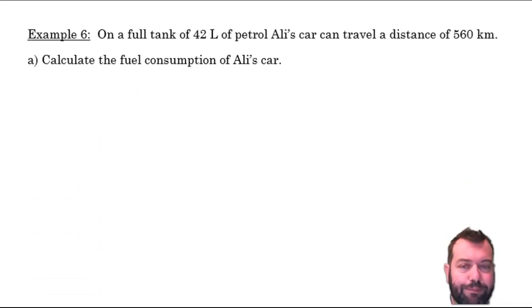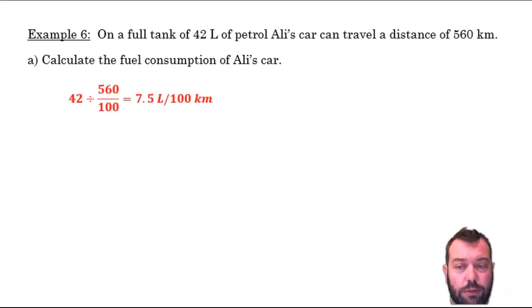There's an example here. We're using 42 litres to drive 560 kilometres. We're going to calculate the fuel consumption. So it's 42 litres divided by how many 100 kilometres? That's 560 over 100, or if you like, 5.6. We get 7.5 litres per 100 kilometres, which is pretty reasonable, I suppose.